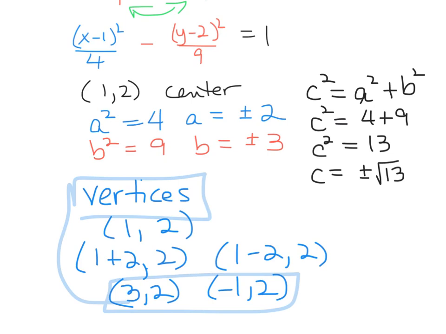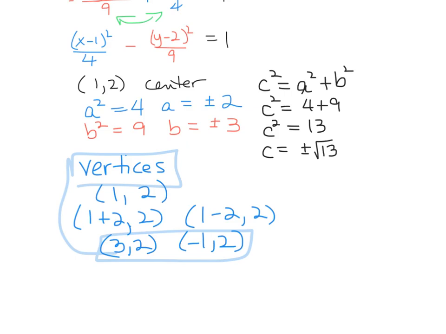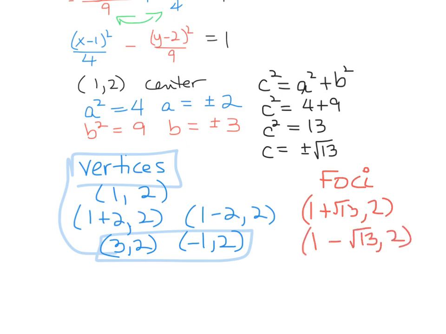I don't have co-vertices here for the hyperbola, but I do have the foci. So let's go ahead and find that. We use the c value. Again, I'm going to add it to the same thing I added for the vertices. So I'm adding it to x. So (1 plus the square root of 13, 2) and (1 minus the square root of 13, 2).